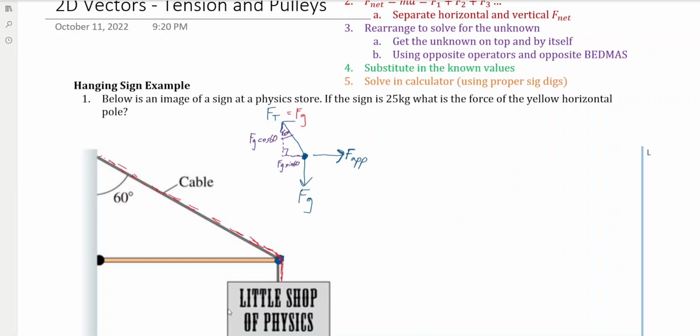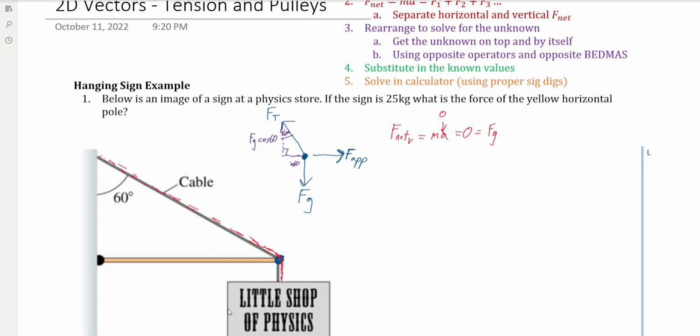Okay, so now what we can do with those values is we can say there's an F net vertical, which is MA, and I mean obviously the sign is not moving, so A is 0, so that equals 0, and then we add all the forces together. So FG, actually no, it's not equal to gravity. Hold on a second here. It's going to be equal to a component of gravity.